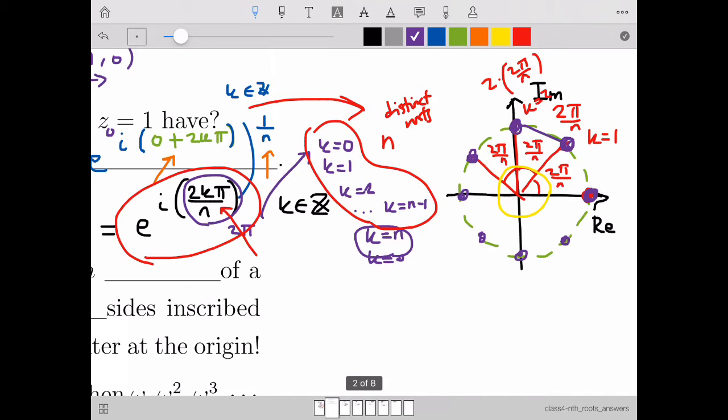if I join them, I get a polygon, where each side is the same, so it is a regular polygon. Regular polygon.